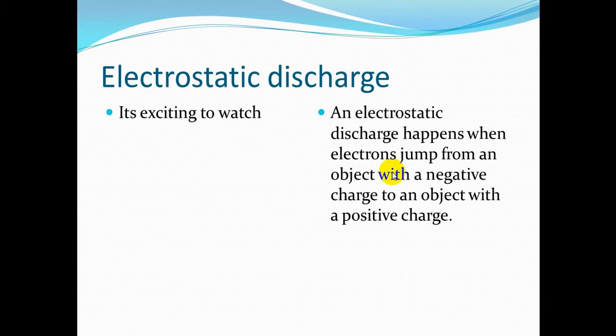At first, in the previous lesson, we were talking about the electrostatic discharge, and all of us now know that the electrostatic discharge happens when electrons jump from an object with a negative charge to the object with a positive charge. And it's so exciting to watch this electrostatic discharging. Why? Because it looks like a lightning, or we can feel it as a shock. But can you see this video, please?